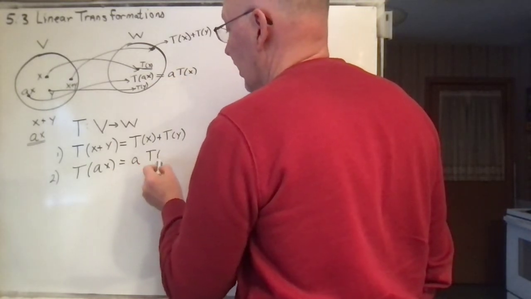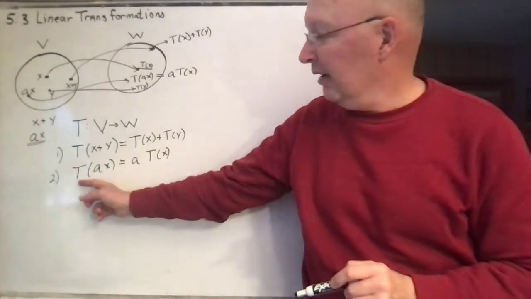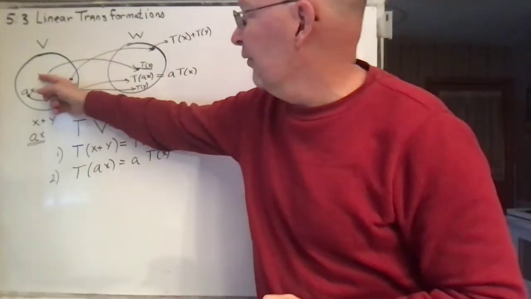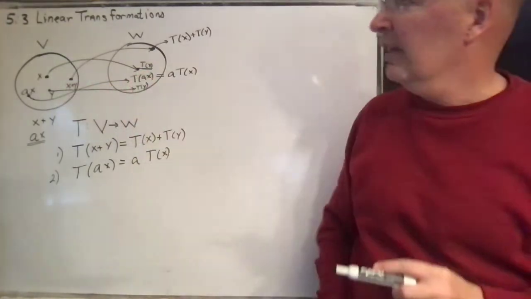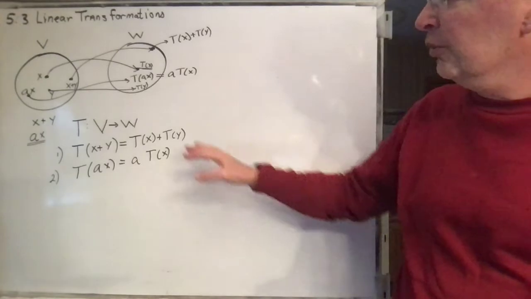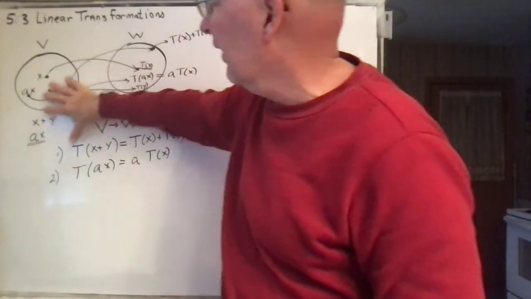And again, it doesn't matter what order you do it in. I can first multiply it by the constant, then take T of it, or I can first take T of it, which means to first pull it over and then multiply it by the constant. Either way, I'll end up at the same spot. Okay? So that's what a linear transformation is. We say it preserves basically the operations of the vector space.